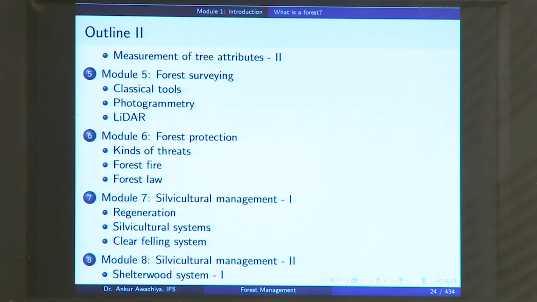Now, the 7th and 8th module are about silvicultural management. So, when you have a forest, you have a certain management or silvicultural objective. Suppose your objective is to have the maximum quantity of timber. Now, the question is, how do you go about having the maximum quantity of timber? Should you cut all your trees in one go? Should you cut your trees in different sections? Should you divide your forest into say 10 or 15 different sections and then cut each section every year? How many sections do you want?